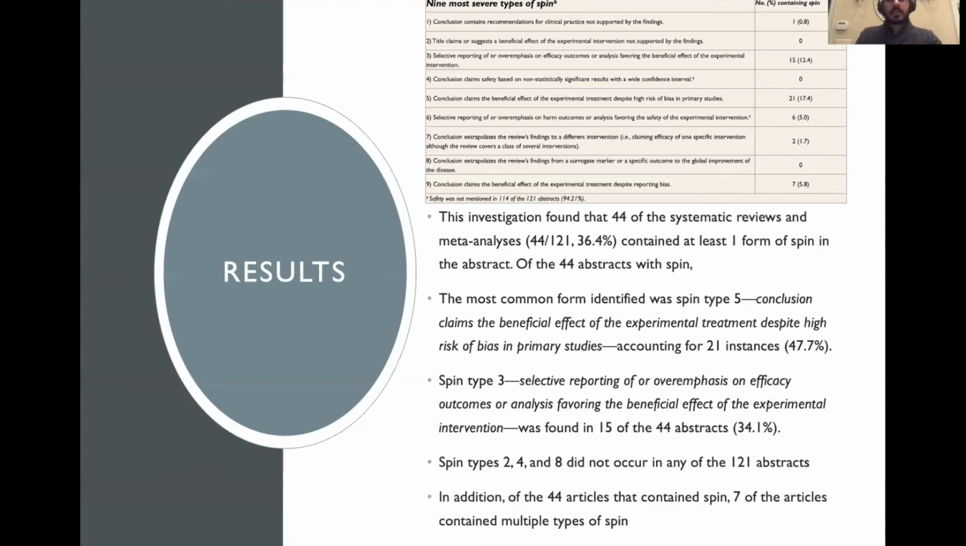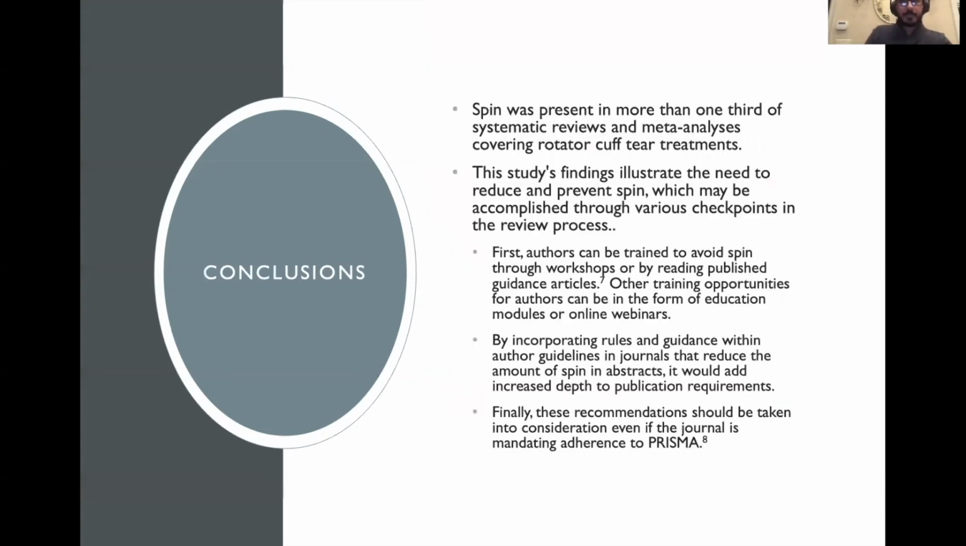And type 3 is selective reporting. So you've got 3 primary outcomes, one of which you find a statistical significance for, but the other 2 you don't. If they only state the primary outcome that had the statistical significance, but not the other 2, that's another form of spin and another form of misrepresentation. And we found 15 instances of those out of the 44 abstracts. And of the 44 articles, 7 of them had multiple types of spin.